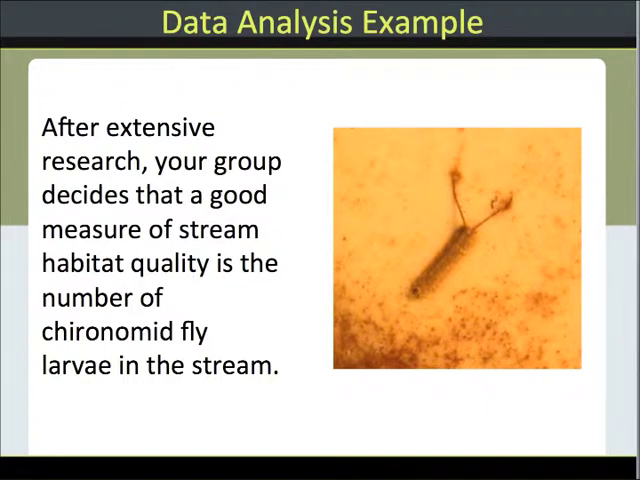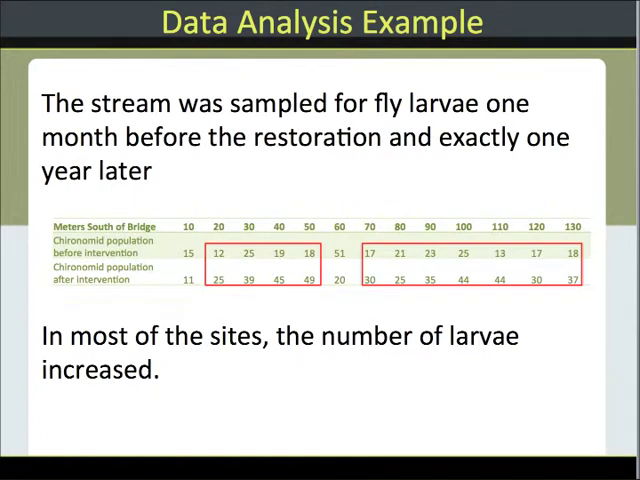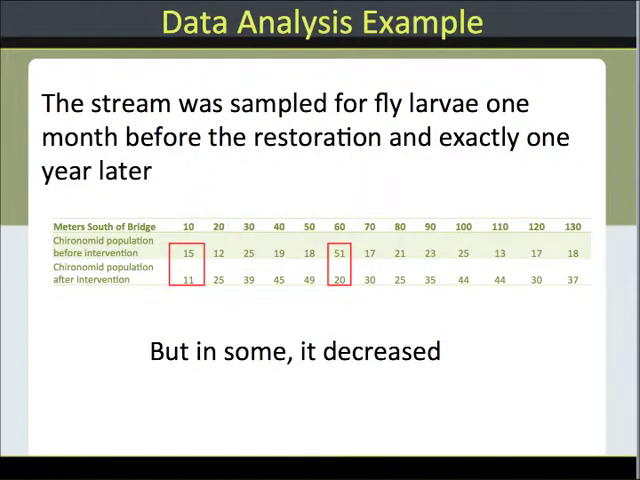After extensive research, your group decides that a good measure of stream habitat quality is the number of chironomid fly larvae in the stream. You set up monitoring stations about a month before your intervention and start counting fly larvae. The stream was sampled for fly larvae 1 month before the restoration, and then again exactly 1 year later. In most of the sites, the number of larvae increased, but in some it decreased.